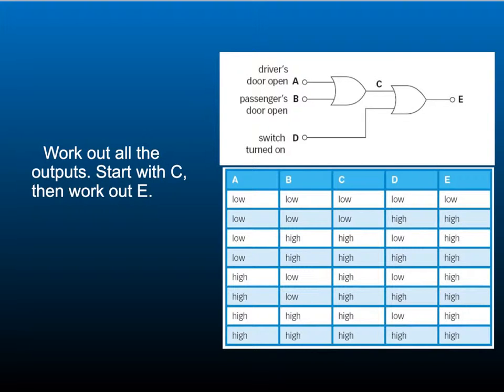Okay, now we've got C, we can start to work out what E is going to be, because C and D are the inputs to E. And again, this is an OR gate. So here we have C and D low, giving us E low. And then in the rest of the situations we have at least one input which is high, so that means all these ones are high as well.